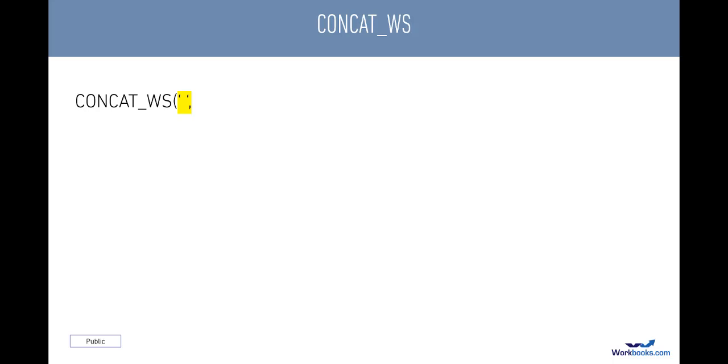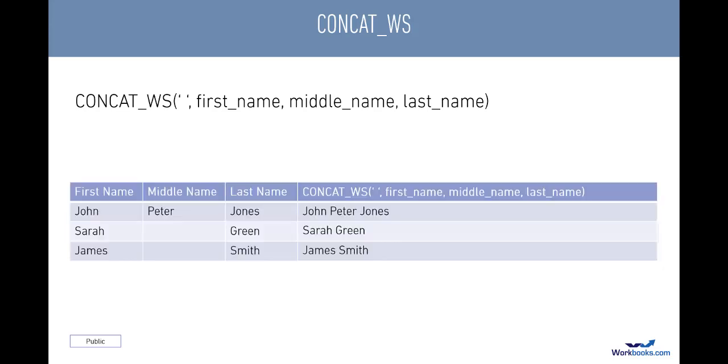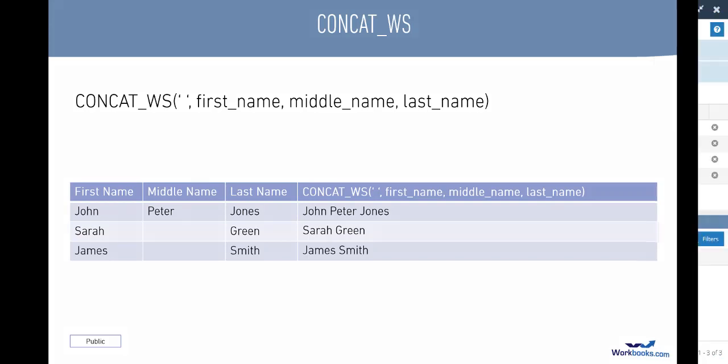Then a comma to say that you're done with your separator. After that, you enter in the values that you want to join together, each one separated by a comma, and finish with a closing bracket. So that's your formula. If you apply that to the same data that we saw earlier, you'd get James Smith as the output for the third row rather than null. Let's go into Workbooks to see that in action.